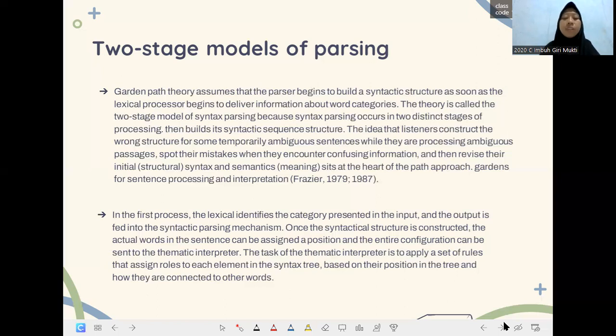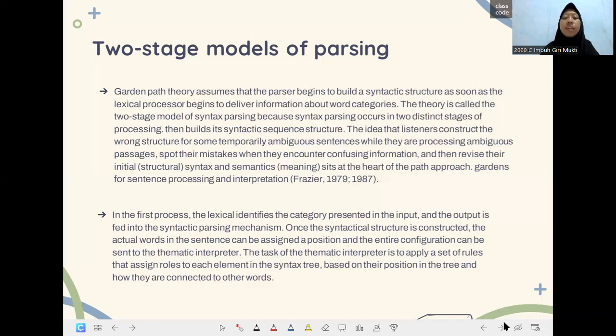And then the process is, first, the lexical processor identifies the category represented in the input, and the output is fed into the syntactic parsing mechanism. Once the syntactic structure is constructed, the actual words in the sentence can be assigned a position, and the entire configuration can be sent to the thematic interpreter. The task of the thematic interpreter is to apply a set of rules that assign roles to each element in the syntax tree based on their position in the tree and how they are connected to other words.